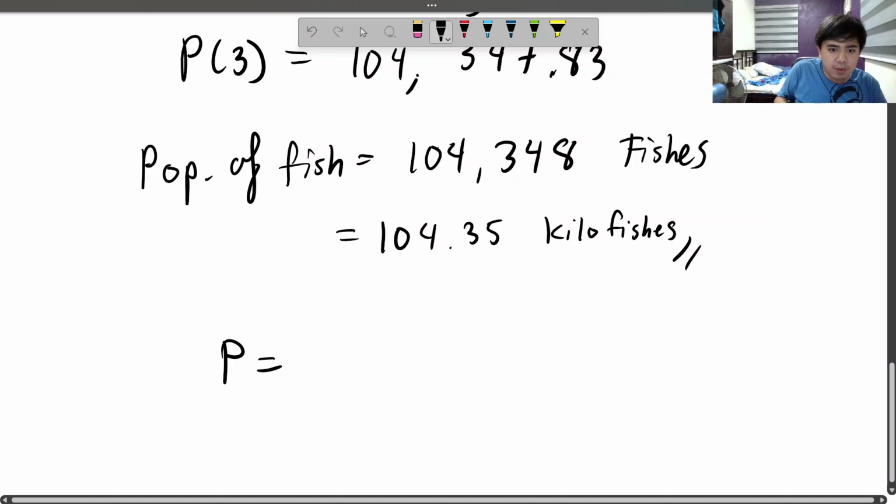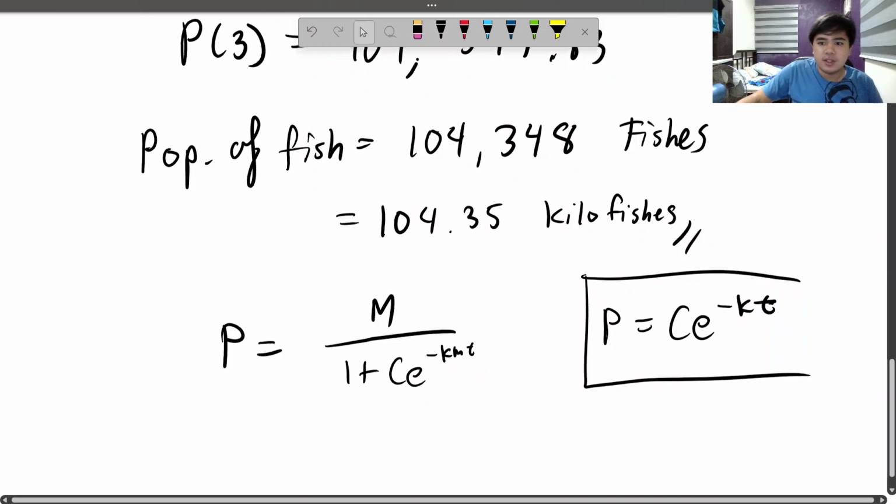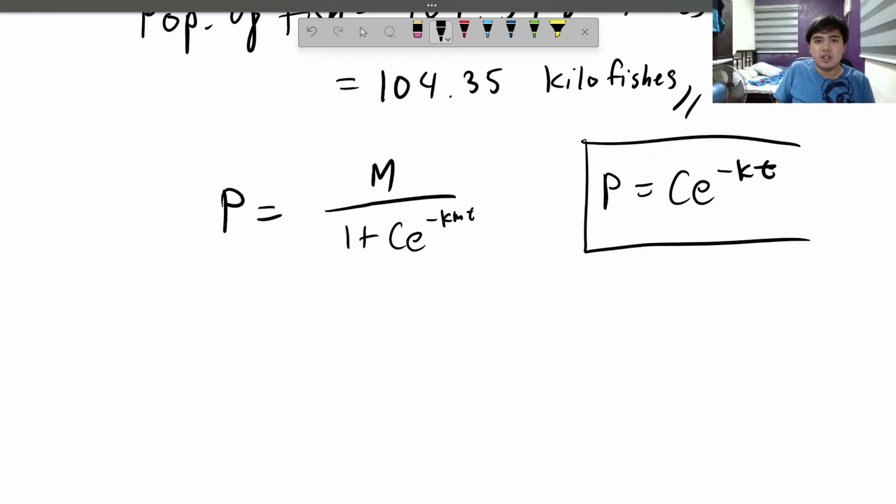So the formula for the population is M over 1 plus Ce to the negative kMt. For exponential growth, let's put it in another corner. It's just Ce to the negative kt. And that's the input. This is the input in the y column. If you see in this calculator, sorry, there is a y column in there.